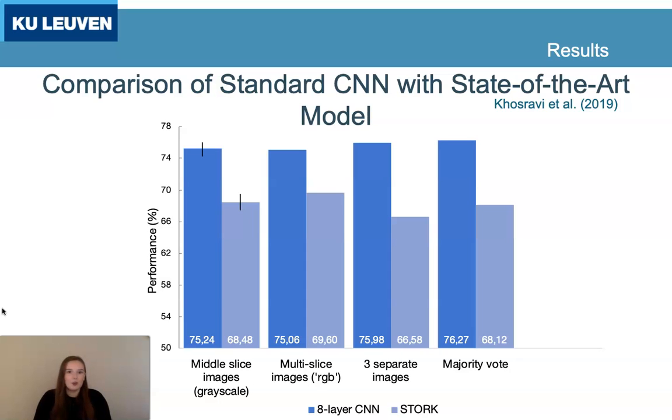In fact, our simpler neural network outperformed this complex neural network on data taken at the cleavage stage. And you can also see that the different image formats do not really make a difference for performance. So in general, our standard neural network performed around 75% accuracy.